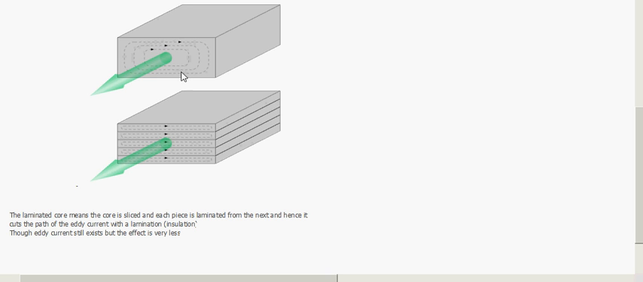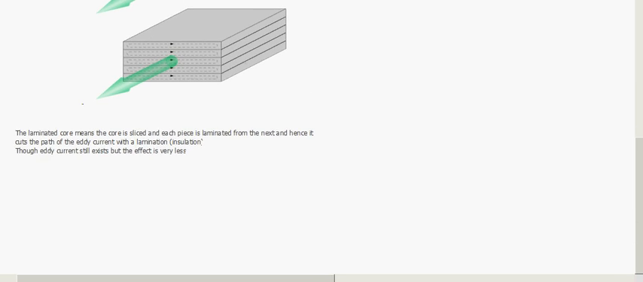Now you can see the difference between these two paths of the currents. Here the path is more, whereas here the path has reduced. The eddy current still exists, but its effect is less because we have minimized the area through which this current can pass.